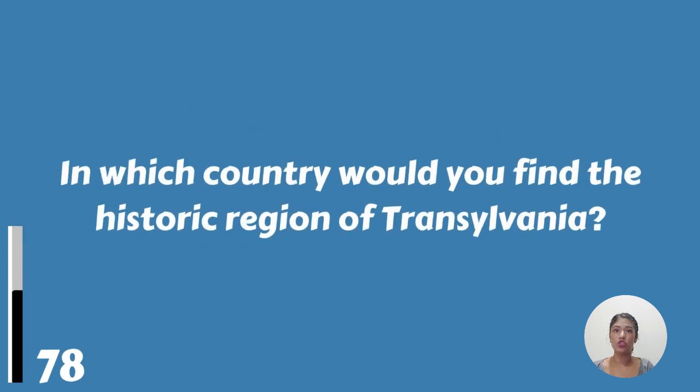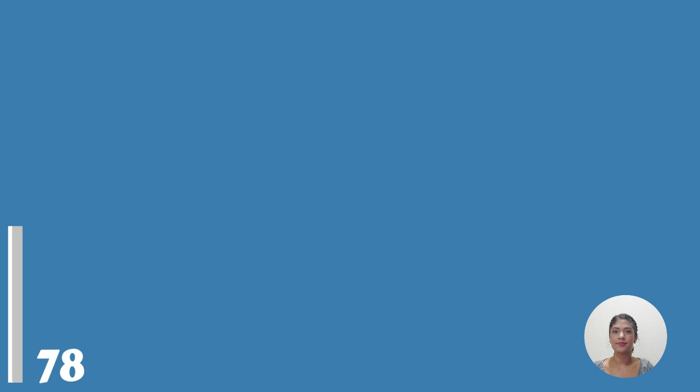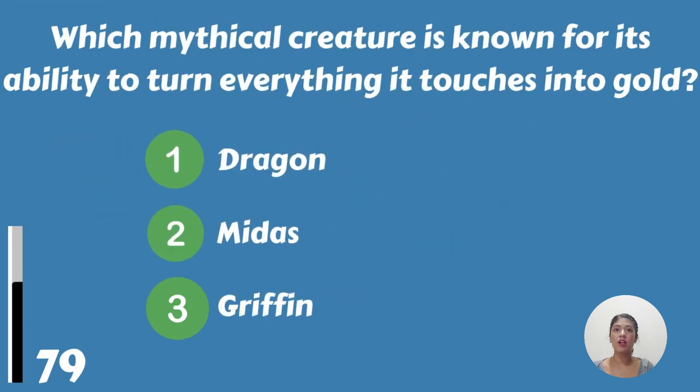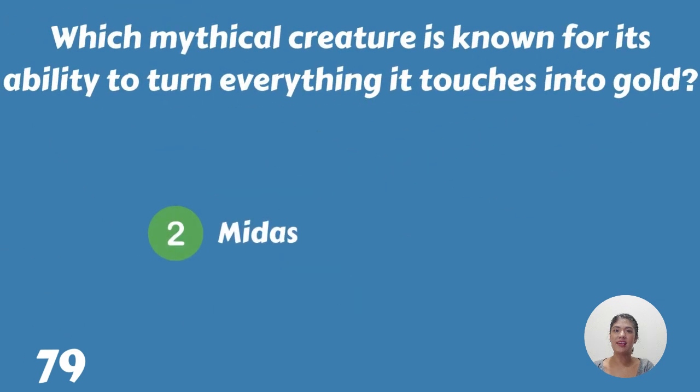In which country would you find the historic region of Transylvania? Romania. Which mythical figure is known for the ability to turn everything he touches into gold? Dragon, Midas, Griffin. Midas.